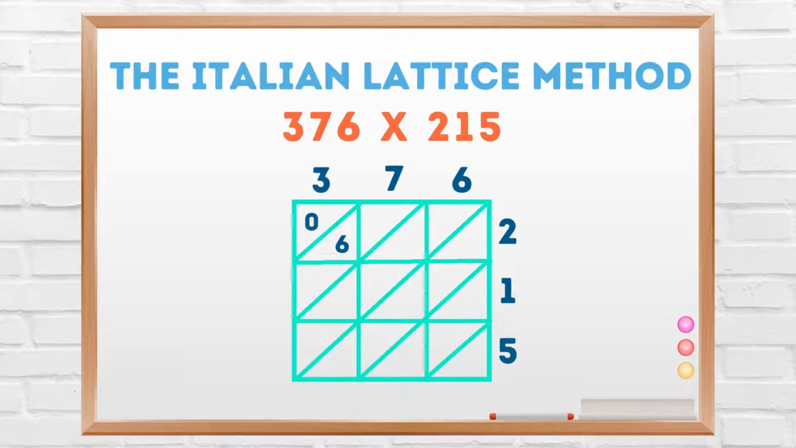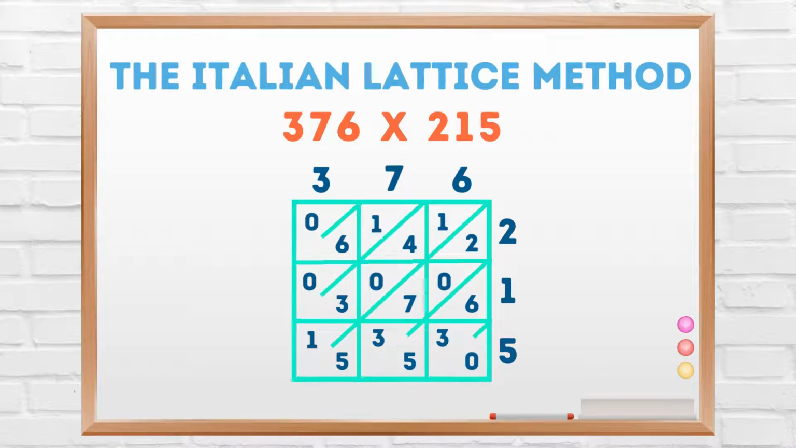3 times 2 is 6, 7 times 2 is 14, and 6 times 2 is 12. Let's move on to the second row. 3 times 1 is 3, 7 times 1 is 7, and 6 times 1 is 6. Now the third row. 3 times 5 is 15, 7 times 5 is 35, and 6 times 5 is 30. Finally, we extend our diagonal lines and add each diagonal row of numbers starting from the bottom right-hand corner.